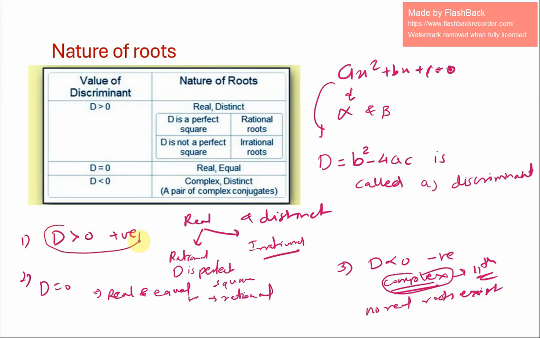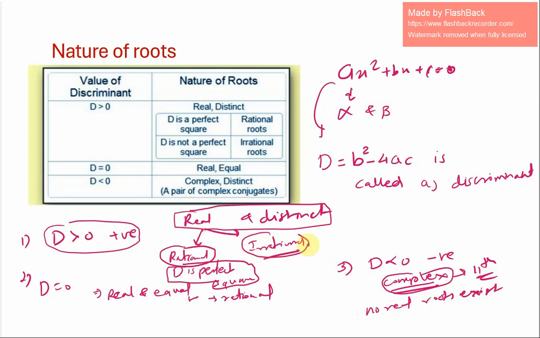First, if the discriminant is positive, greater than 0, the equation has real and distinct roots. Again, in that, if D is a perfect square, the roots are rational. And if D is not a perfect square, the roots are irrational. If D is equal to 0, the roots are real and equal, and they are rational roots.